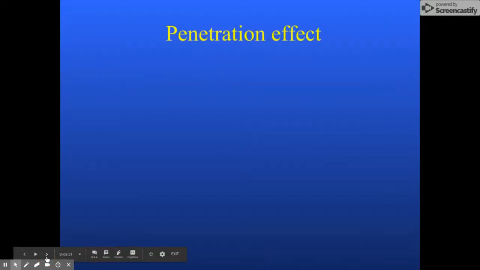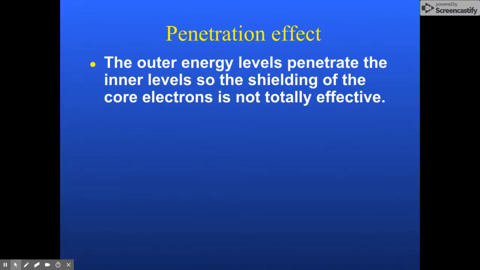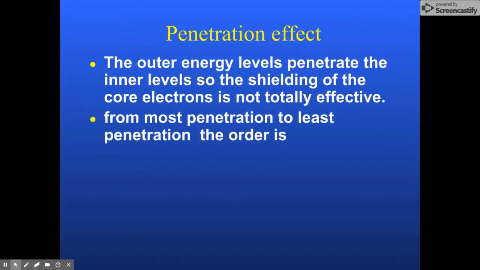All right, so the outer energy levels penetrate the inner levels, so shielding on the core electrons is not totally affected. They're still attracted to that positive nucleus.